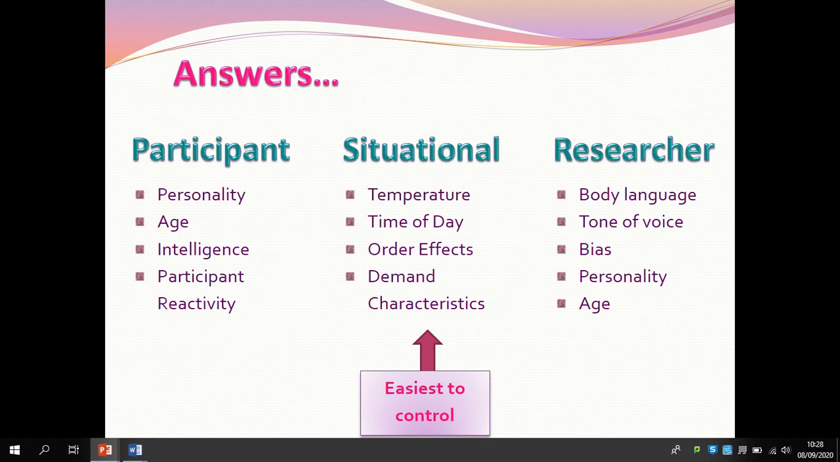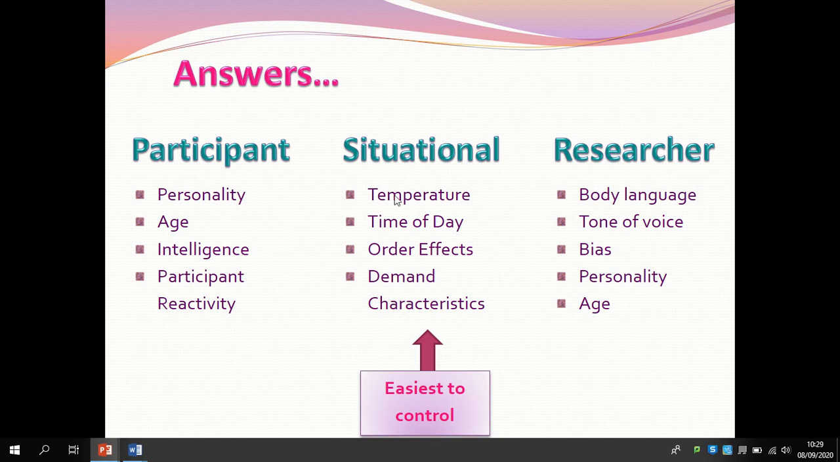So if we were going to split this into types of extraneous variable, there are 3 types of extraneous variable. Participant variables, it's a type of extraneous variable, so something that could affect the researcher's results. Situational variables and researcher variables. So participant variables include things like personality, age, intelligence, the participant reactivity. So a person's age might be an extraneous variable that affects memory, when really what you want to test is whether caffeine affects memory and not whether age affects memory. But depending on how old they are, that might affect the results.